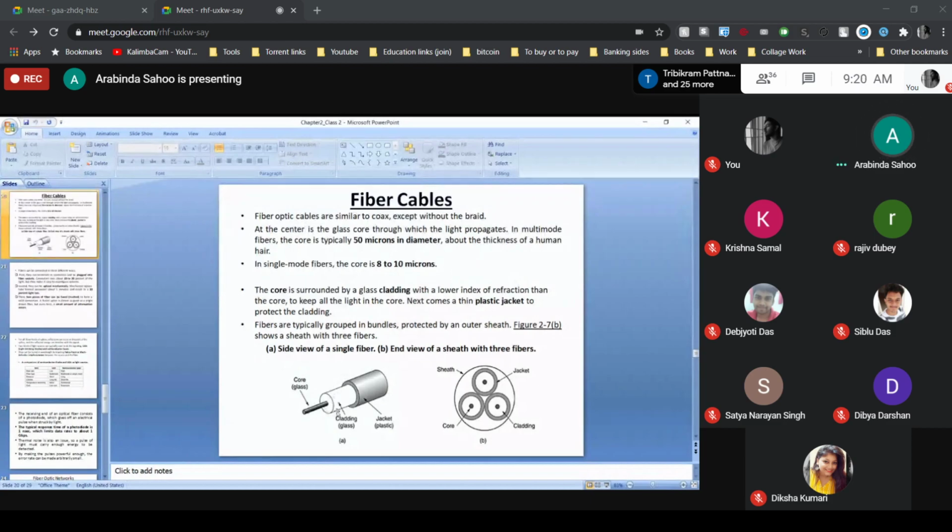Similarly, in your copy, simply draw this diagram, as well as write down that these fiber optic cables consist of your core, cladding, and jacket. Multimode fiber typically has a core diameter of around 50 microns, and in single mode fiber, the core is 8 to 10 microns. If more than one fiber is bundled together, it is protected by an outer sheath. This is the basic structure associated with your fiber optic cables.